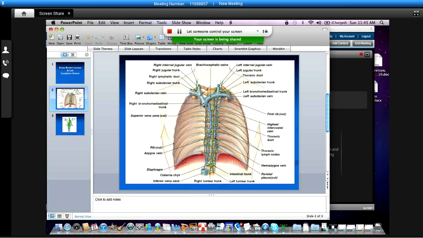Some vessels that are located here I will also expect you to be able to identify on the vascular portion. Obviously, the superior vena cava, which typically will connect to the heart, and I'll show you that in just a little bit. The brachiocephalic veins, big vessels that I would expect you to be able to identify here. You can also see the right lymphatic duct.